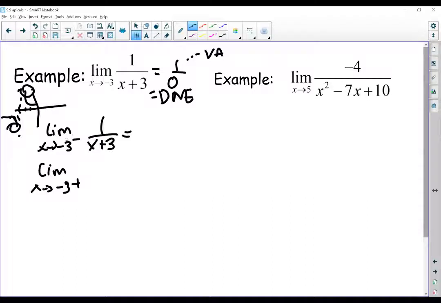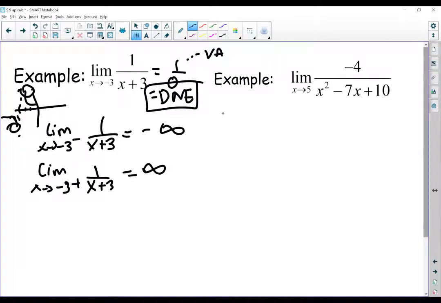So if I plug in something to the left, like negative 3.1, I end up with a negative, so it's negative infinity. If I plug something in to the right of negative 3, like negative 2.9, I end up with a positive, so the answer is positive infinity. So the limit does not exist.